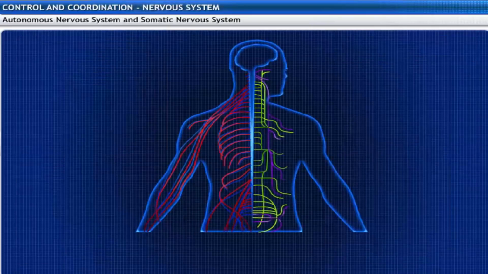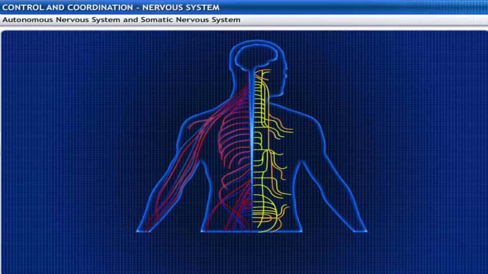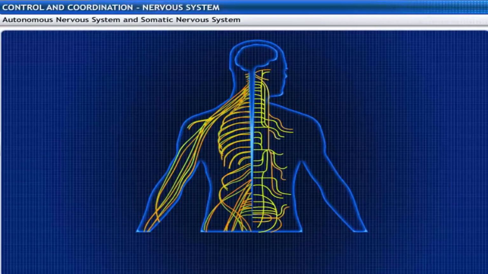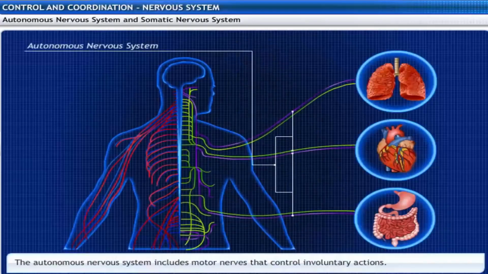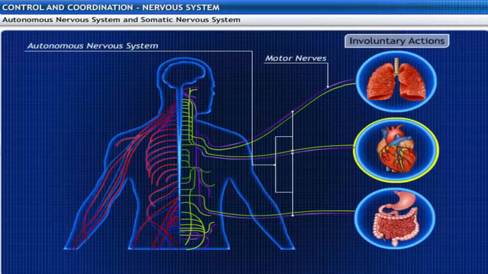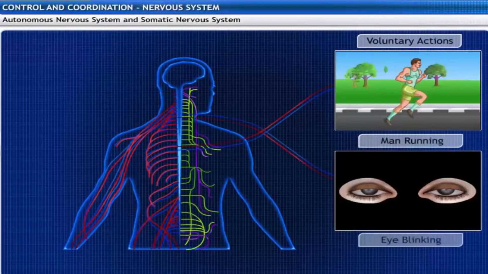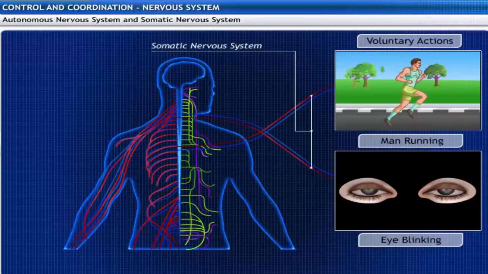Based on the functions performed, the peripheral nervous system is classified as autonomous nervous system and somatic nervous system. The autonomous nervous system includes motor nerves that control involuntary actions like breathing, beating of the heart, and peristaltic movements of the alimentary canal. Voluntary actions like muscle movement and blinking of the eyelid are carried out by the somatic nervous system.